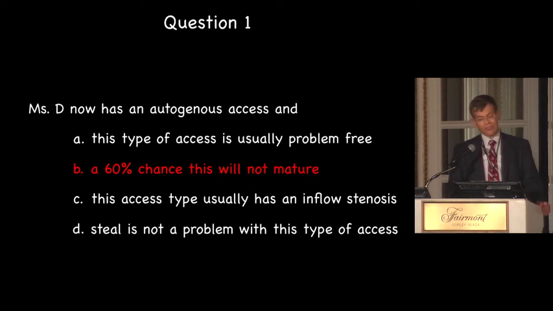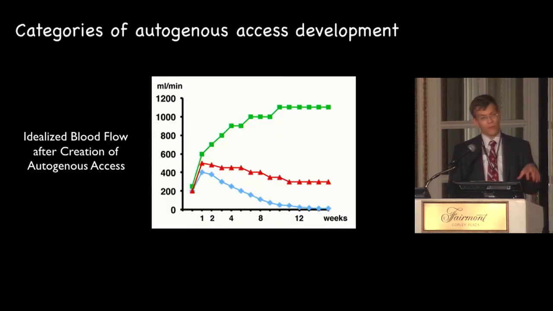There's a 60% chance this will not mature. Well, if you think of broad categories of accesses, there are those in green that are created and then they go on and have nice flow. There's another category in blue that you create and then they wither away and die and they're gone. And then there's this middle category that is still there, but it really is not usable due to a variety of factors. Part of it is low flow in the context of a stenosis here or there.